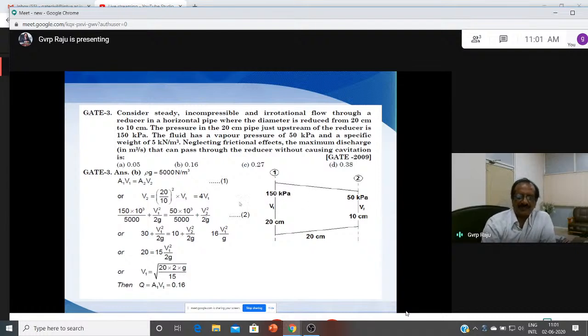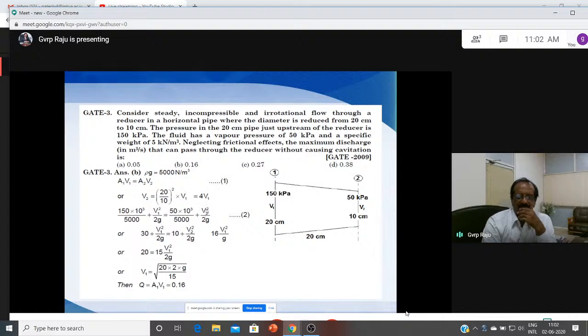So the pressure P1 is 150 kilopascals, which means 150 into 10 power 3 pascals. Kilopascals is kilonewton per meter square. So 150 into 10 power 3 by 5000. So 5000 is the specific weight. It has given 5 kilonewton per meter cube, so this is 5000 newton per meter cube. P1 by W, and V1 square by 2g, V1 is not known. And this is P2 by W. P2 is 50 kilopascals here, 50 into 10 power 3 by 5000 plus V2 square by 2g.